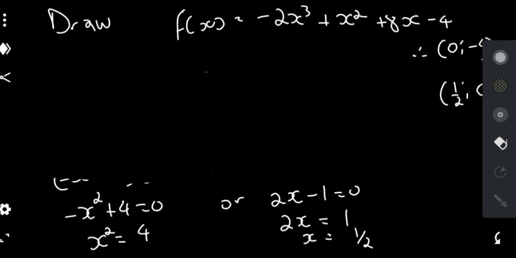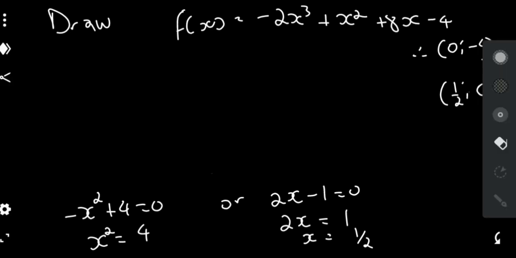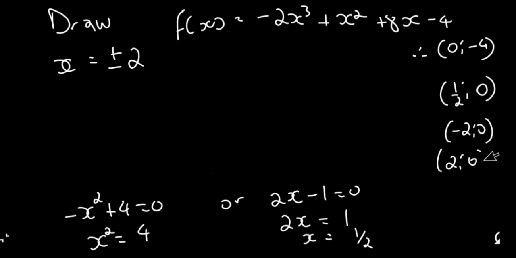So my system is slow now, but I'll try to manage to finish everything here. So if you apply square root to both sides of the equation, you're going to get x is equal to plus or minus 2. Therefore, our x-intercepts are going to be (-2, 0) and (2, 0).